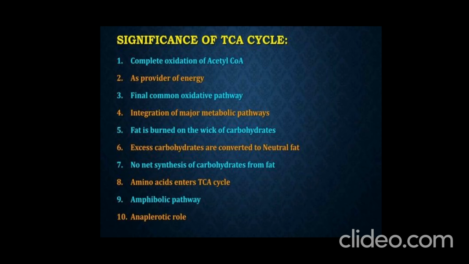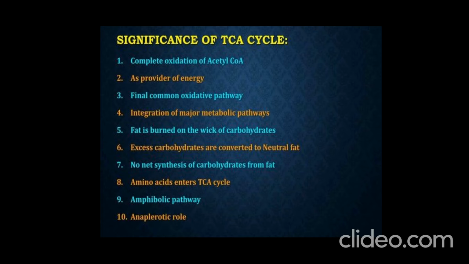Then significance of TCA cycle. Here we are going to say elaborately what the significance of the TCA cycle is. First comes the complete oxidation of acetyl-CoA. Here we have first discussed that pyruvate is formed. From that pyruvate acetyl-CoA is formed, with the CoA enzyme. So there will be a complete oxidation of acetyl-CoA in this citric acid cycle. That is the first significance of the tricarboxylic acid cycle.